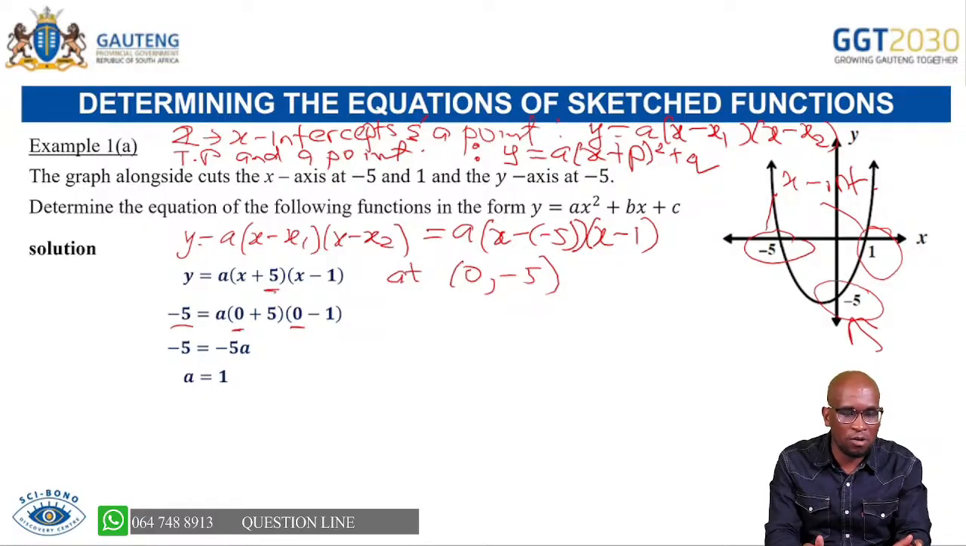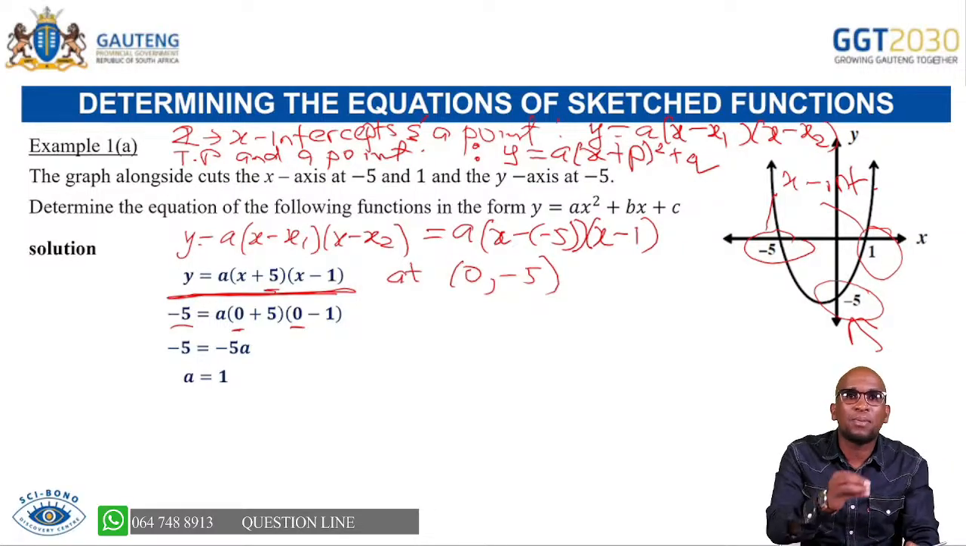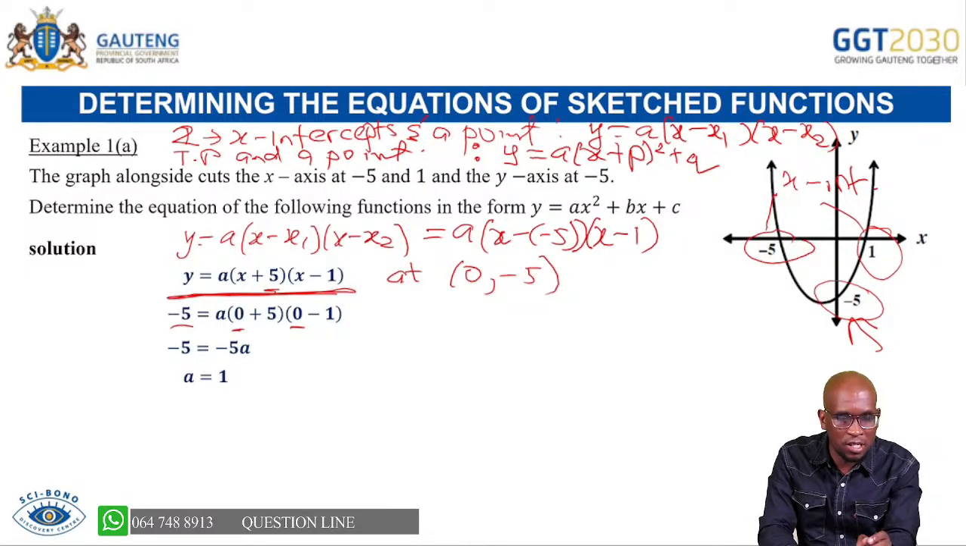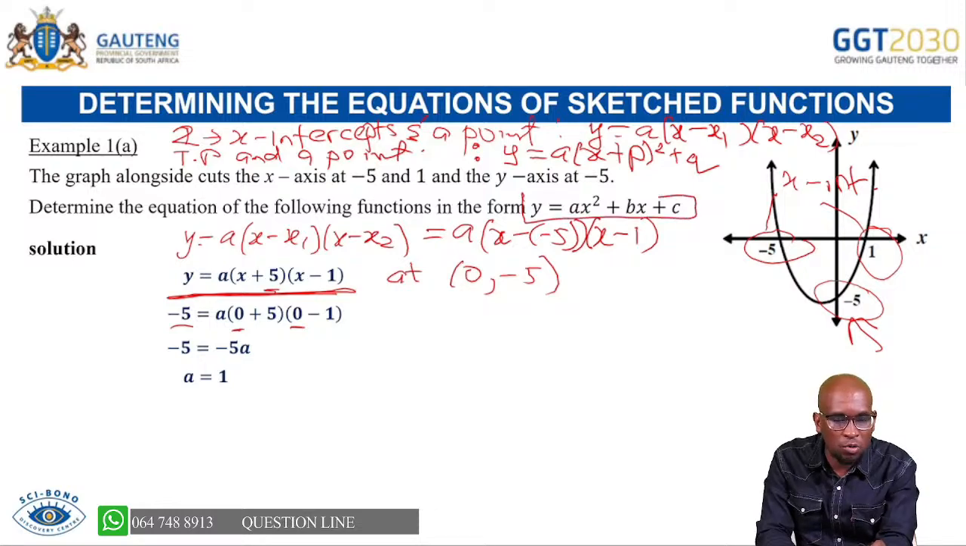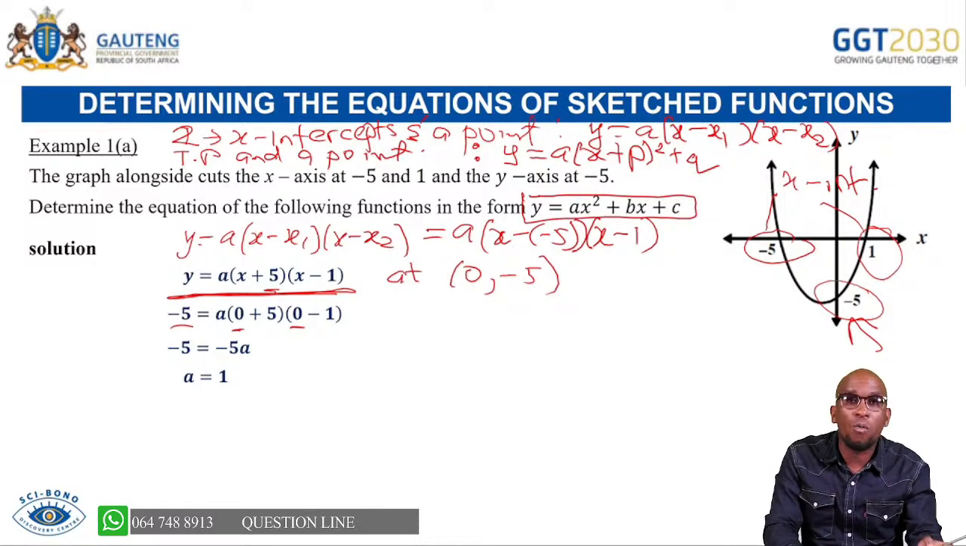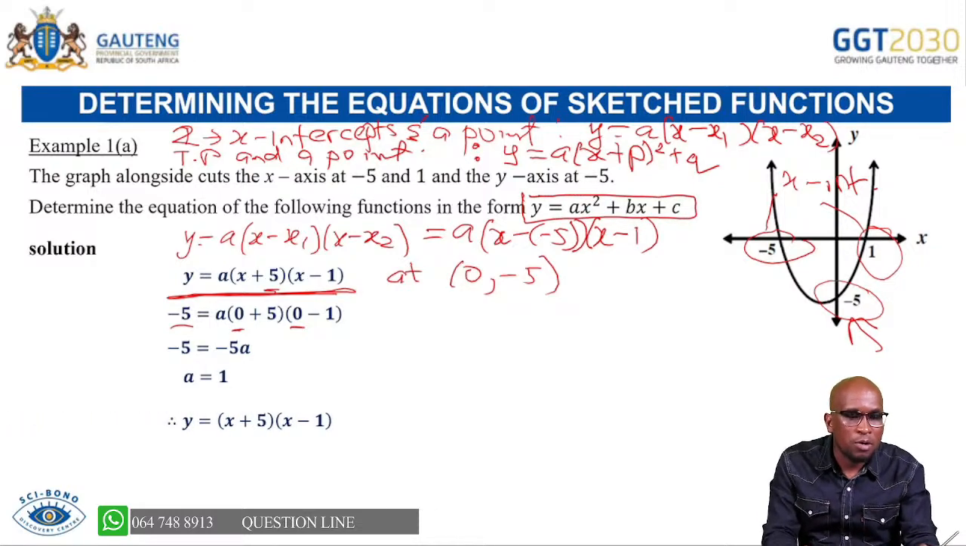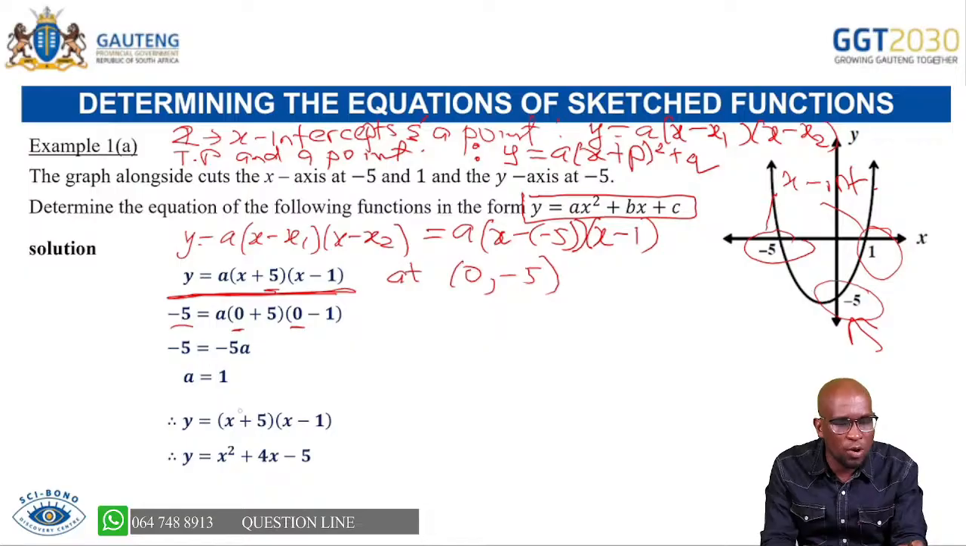Now that you have the value of a, you will go back here and substitute the value of a so that you can then apply the distributive property and write the equation in the required form. So now we substitute 1 there, and then from there we apply the distributive property where we are going to multiply inside like that.